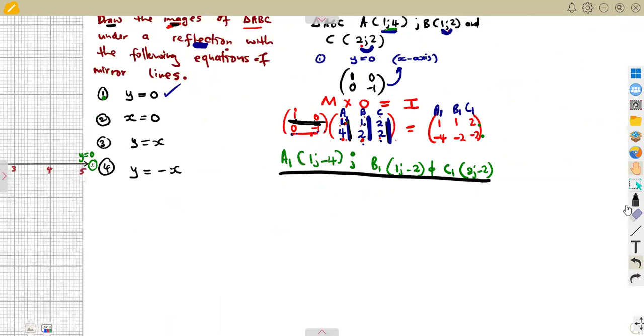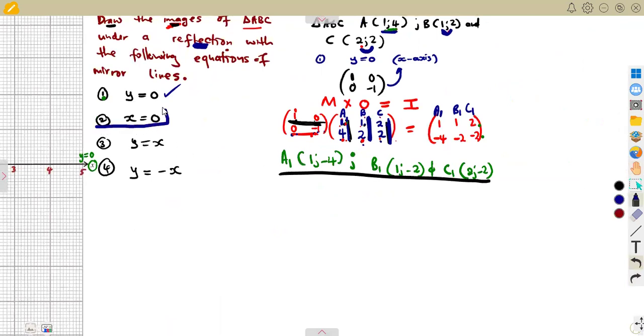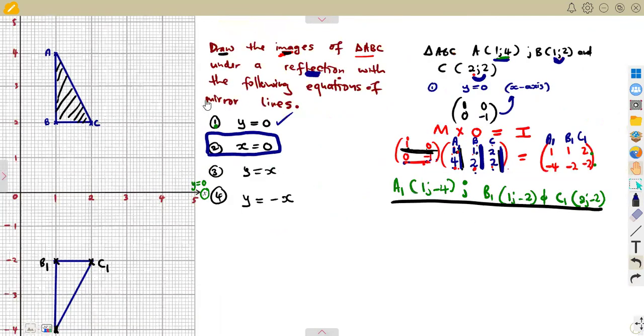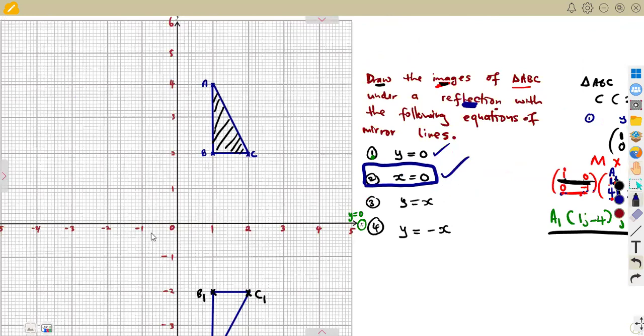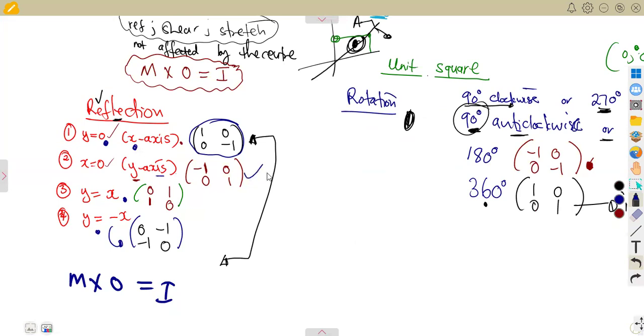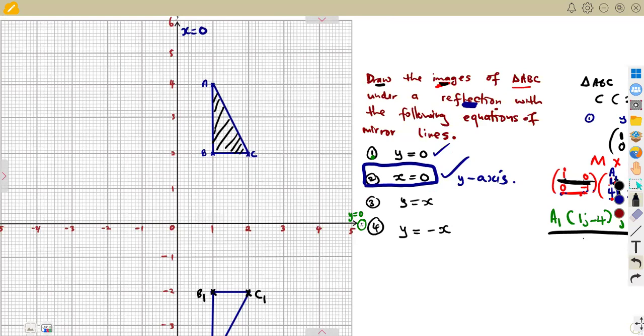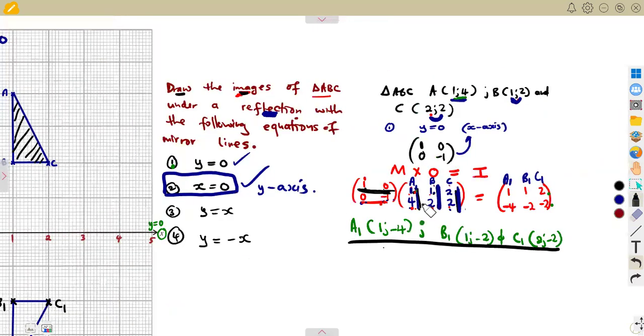So what I want you to do is to try to find the image of this same triangle ABC, but the equation of the mirror line is now x equals 0. Remember, the line x equals 0 is our y-axis. So you use the matrix for x equals 0, multiply matrix times object, and get the image. You are going to name that image triangle A2, B2, C2. Draw it after finding the coordinates, and to be sure your coordinates are correct, list them in the comment section. If they are wrong, we can talk about it.